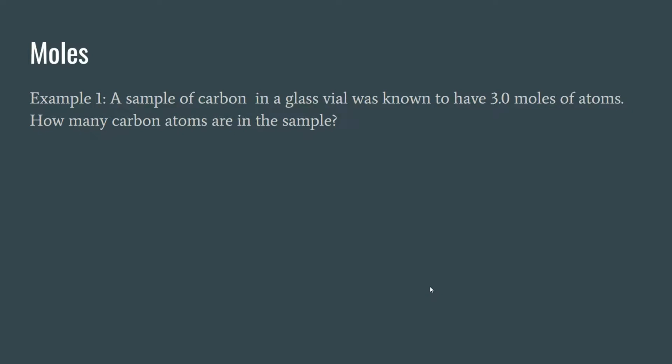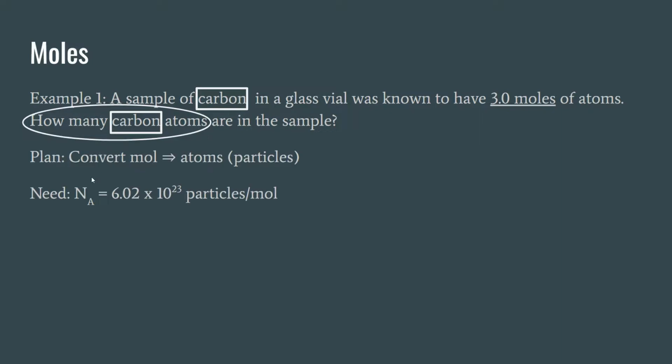So let's look at an example. A sample of carbon in a glass vial was known to have 3 moles of atoms. How many carbon atoms are in the sample? First thing we're going to do is annotate that problem. So we're going to underline 3 moles. We're going to put boxes around substances, carbon and carbon, and we're going to circle my question. How many carbon atoms is what I want to know? So my plan is to go from moles to atoms. And to do that, I'm going to need Avogadro's number.